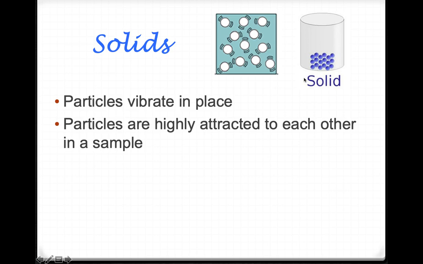Even if you bump into it or you drop it, unless you break the attractions, like a piece of glass, for example, when you drop it, that force is enough to separate the attractions, but the particles that are still in the sample are still attracted to each other. But if I bump into a desk or a wall, that force isn't enough to break apart those attractions. So in a solid sample, the particles are highly attracted to each other. They have their own shape and their own volume. Volume is how much space it takes up. So they have their own shape and volume.